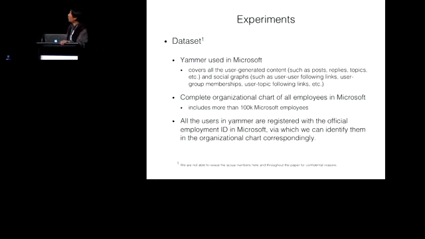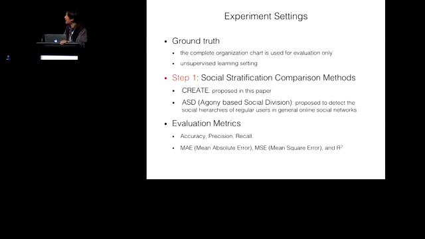Okay, so based on this, we're going to do some evaluations, right? Because we have this data from Microsoft, with the enterprise social network interaction, and we also have the up-to-date organization chart. So there is a ground truth there that we can evaluate, right?